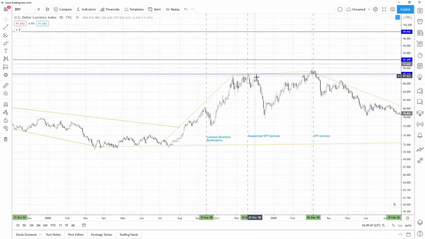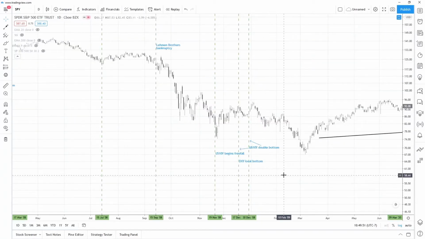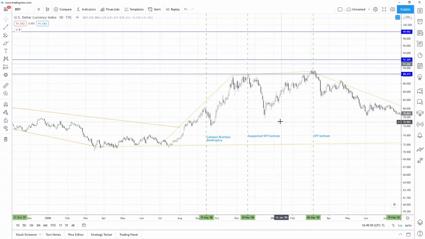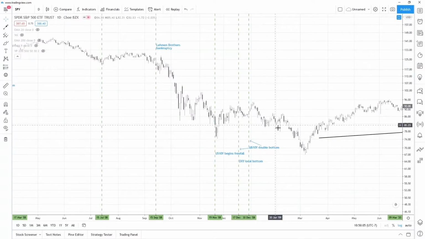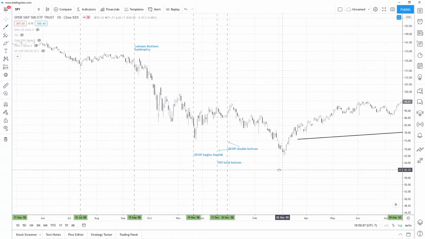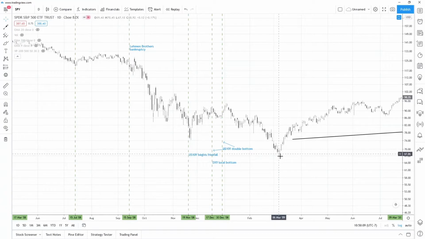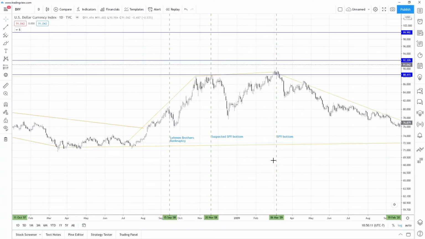So after this, the dollar basically falls again, probably as people are going back into financial assets, at least for a bit. And then it turns around and goes back up as the stock market bottoms out for real this time.